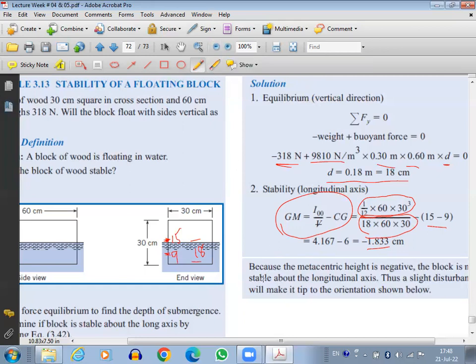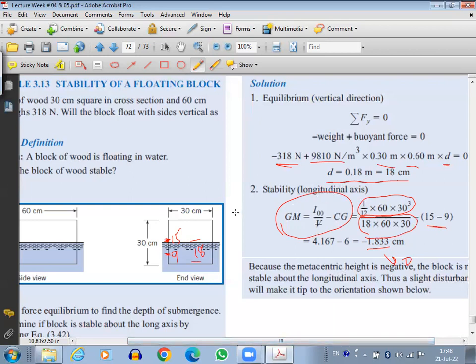Now, what should be the dimension of this block to make it stable or neutrally stable? If this is the question, it's kind of an extension of this question. In this case, you're going to put this as 0, because for neutrally stable, Gm should be 0, or for stable, it should be positive. Okay, and then change the dimension.